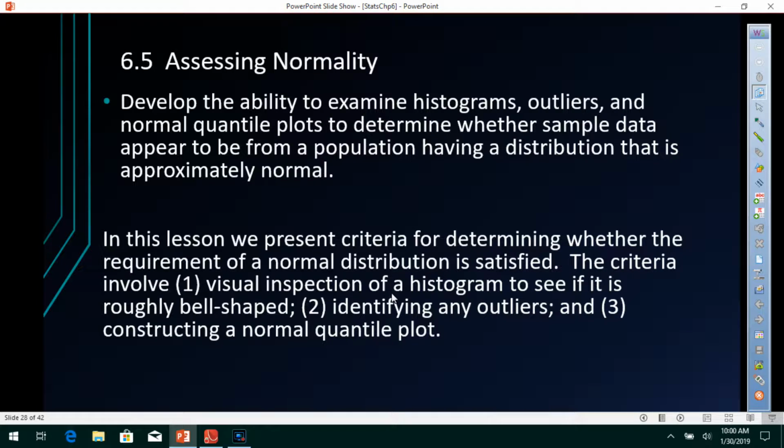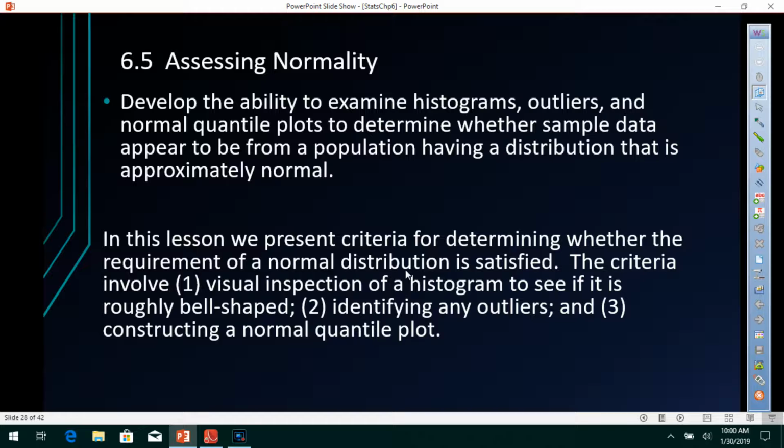Notes for Statistics Lesson 6.5, Assessing Normality. One objective: develop the ability to examine histograms, outliers, and normal quantile plots to determine whether sample data appears to be from a population having a distribution that is approximately normal.